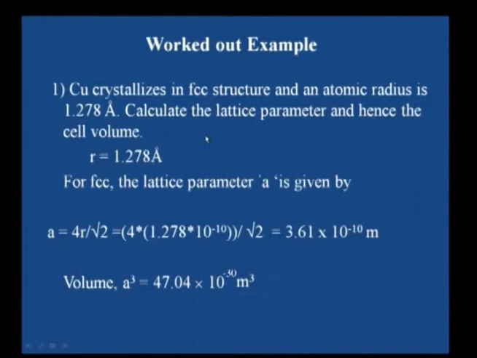As we did in the last problem, the cell dimension A will be equal to 4R divided by root 2. Radius of the atom is 1.278 angstroms. So, substitute the radius here. Upon substitution, you will have the A value to be 3.61 into 10 to the power minus 10 meter. That is the cell dimension, that is the value of A. Obviously, A cube will be 47.04 into 10 to the power of minus 30 meter cube. That is what you will be having as the volume of the cell.